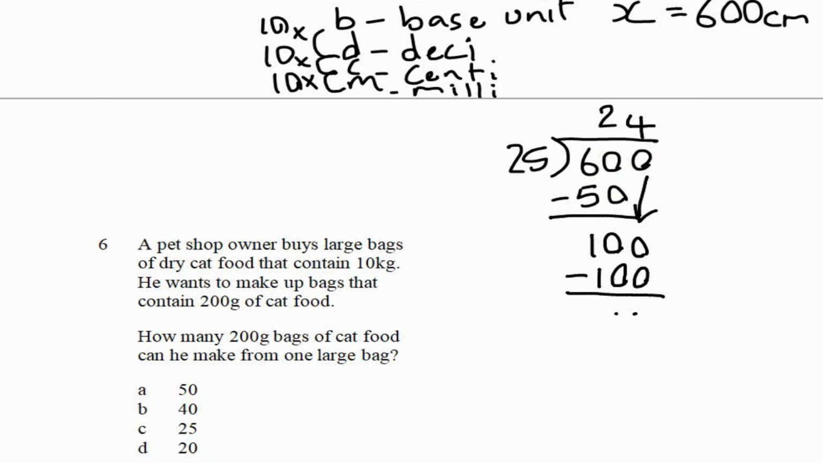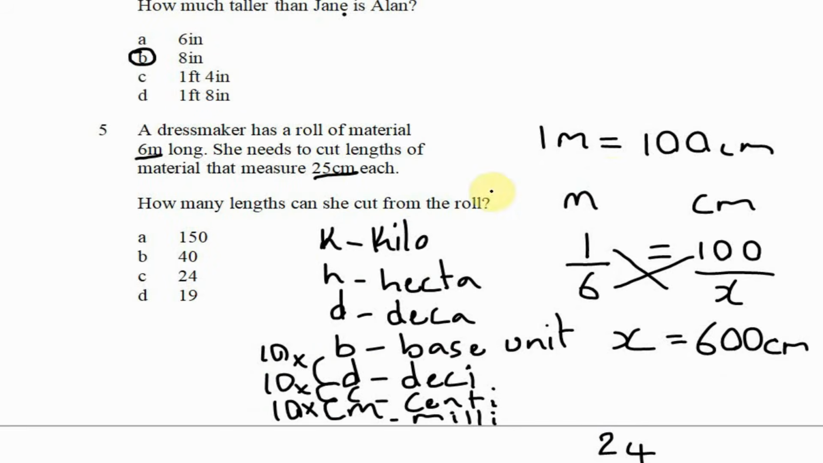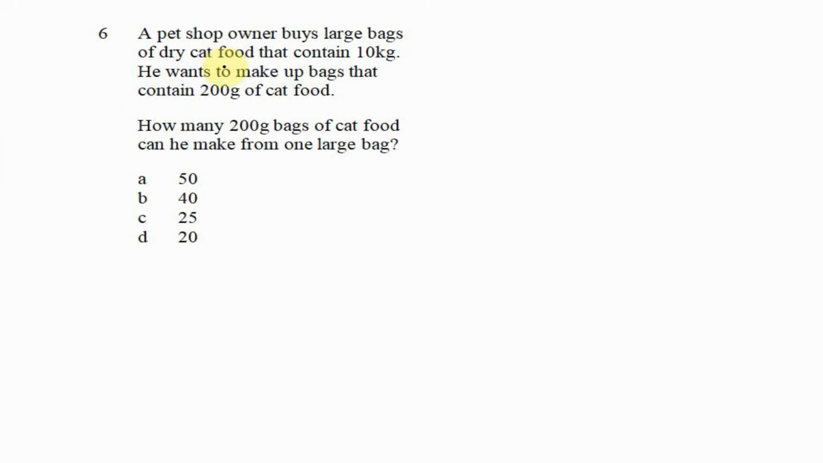So in other words, we can get materials that measure 25 centimeters from the 6 meter rule 24 times. All right, so C would be our answer right there. And if you guys are not clear, the cool thing about YouTube is you can always rewind the video and watch it again.